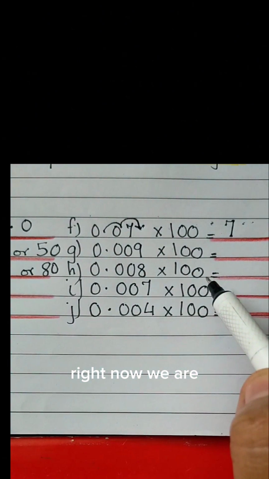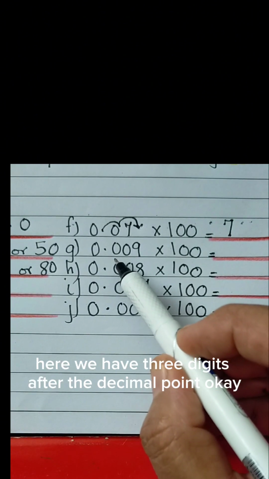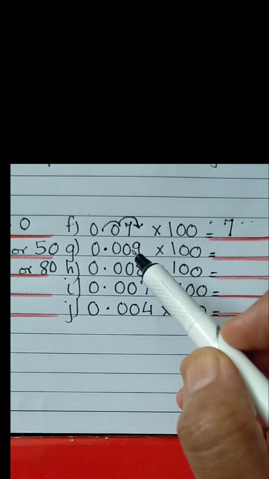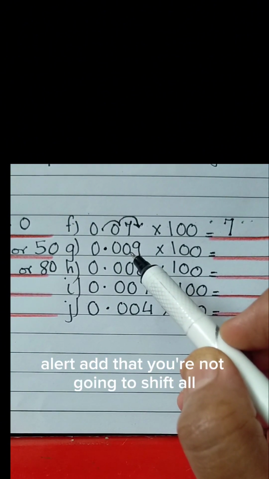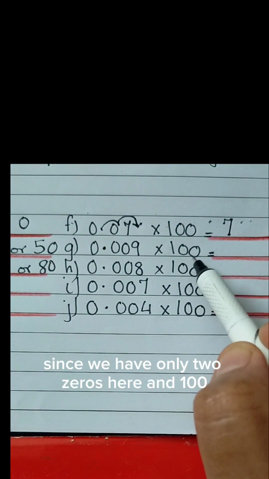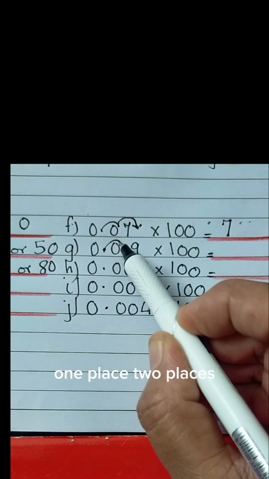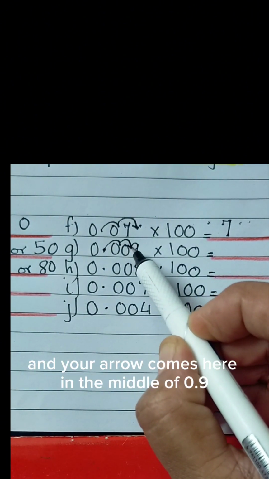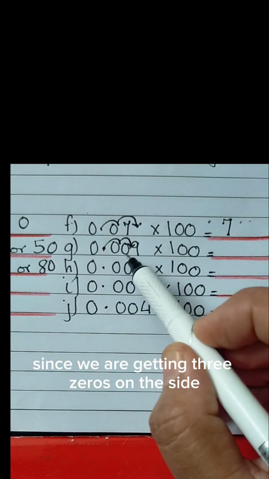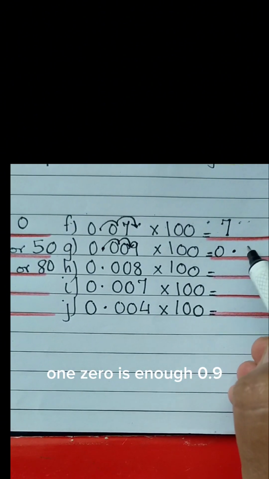Right now we are having a few more questions. Now here we have 3 digits after the decimal point. Okay, now be very alert that we are not going to shift all the 3 places. Since we have only 2 zeros here in 100, so we just will move 2 places, 1 place, 2 places, and your arrow comes here in the middle of 0.9. Since we are getting 3 zeros on the side, so 1 zero is enough. 0.9.